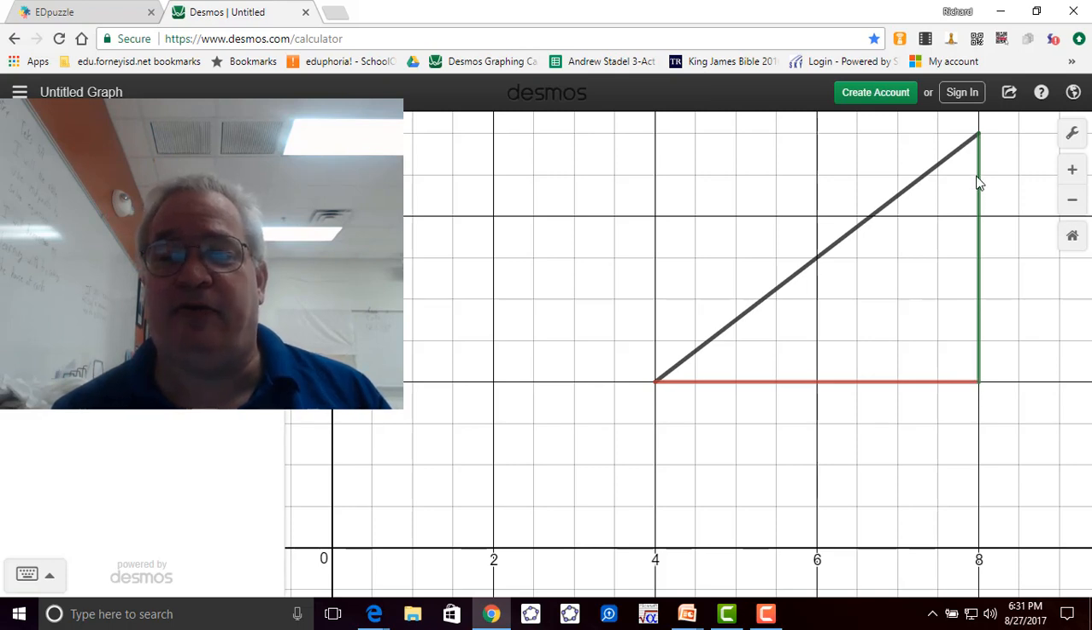Now we have a right triangle. Now I could count this side, which I would call B, and the red side I'd call B, and the green side I'd call A, and then I could do my Pythagorean theorem.